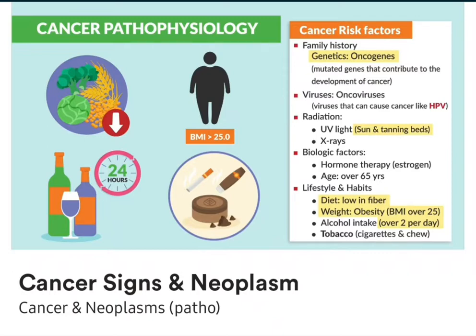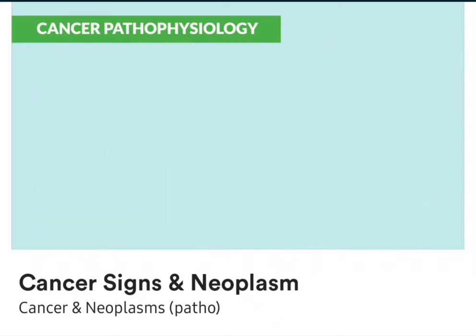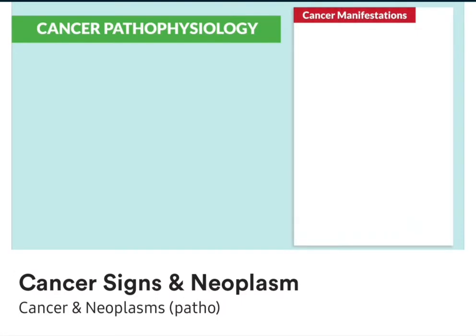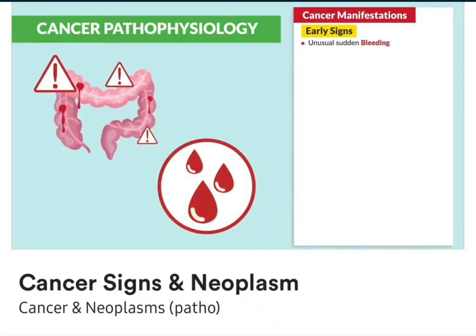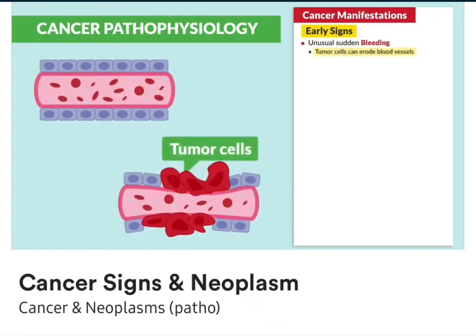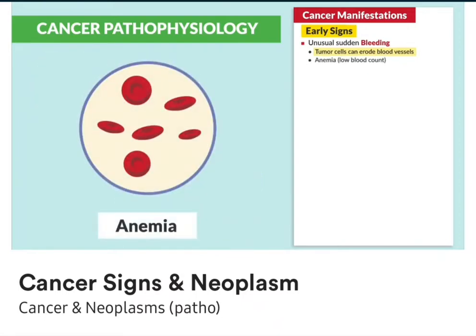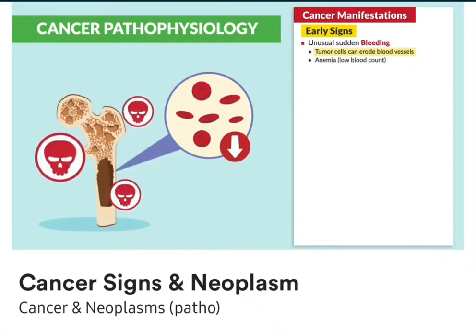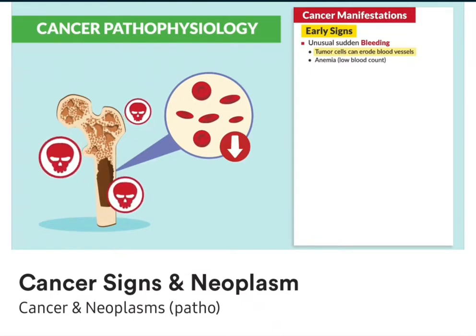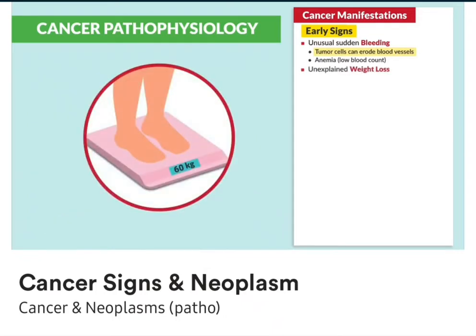Okay, now switching gears to the most tested topic here, cancer manifestations. Starting with the early signs. So number 1 is unusual bleeding. Tumor cells can erode nearby blood vessels, causing bleeding. And even anemia, that low blood count, as some cancer can affect bone marrow where those RBCs, or red blood cells, are made, reducing the production of blood. Next is unexplained weight loss.